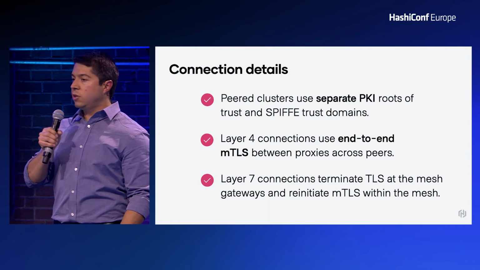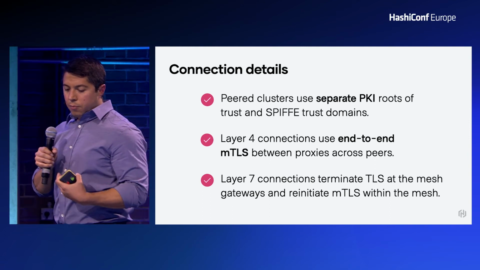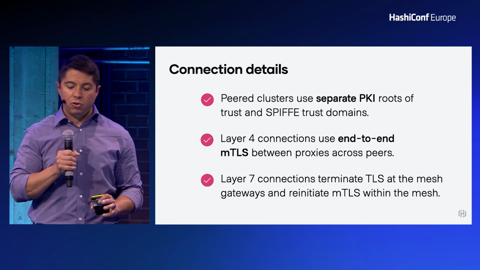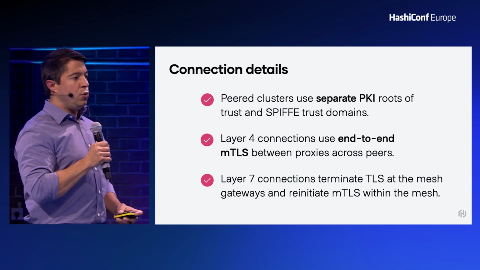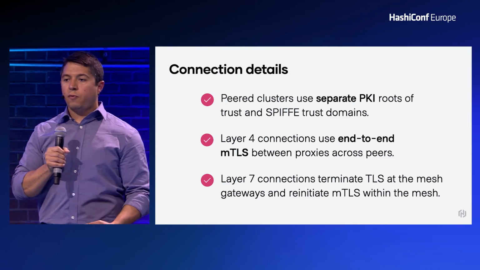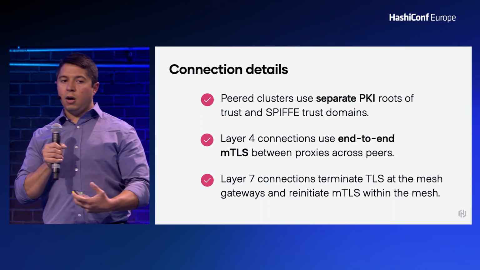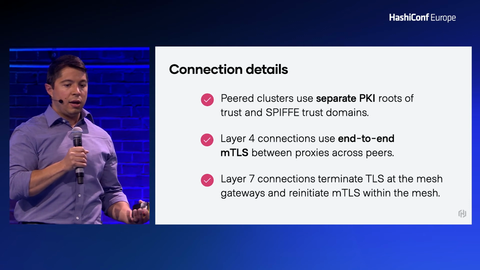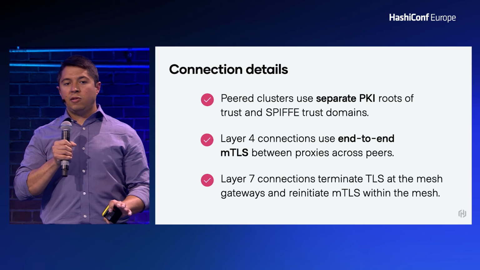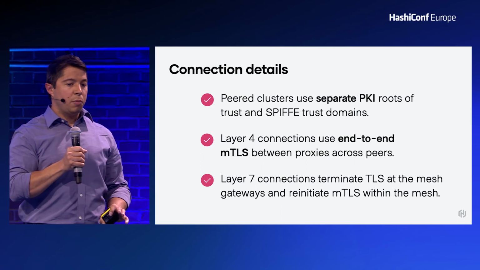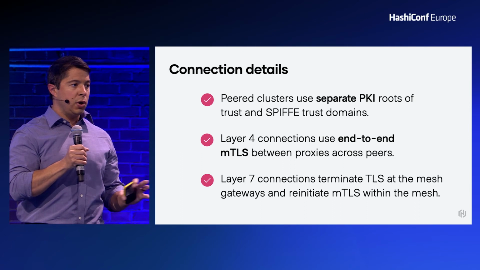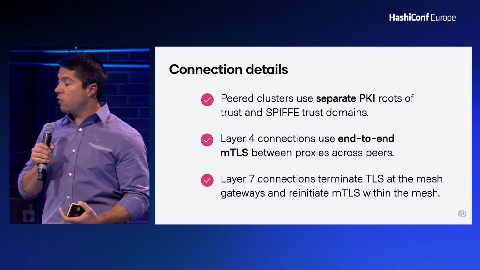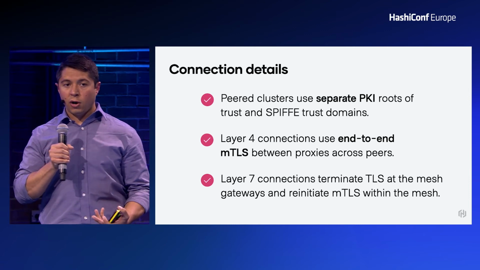So some details on connections between clusters. Keep in mind that these connections taking place between clusters with cluster peering are happening between independent service meshes that are using separate PKI roots of trust. So for example, on one end, you could be using Vault. The other end, you could be using another CA, maybe something rooted in your corporate HSM. Cluster peering is taking care of exchanging the right information so that you can have trust between these different TLS domains, between clusters, and establish mutual TLS between services when using layer 4 connections.